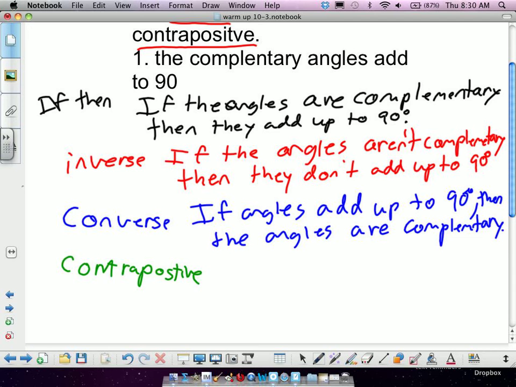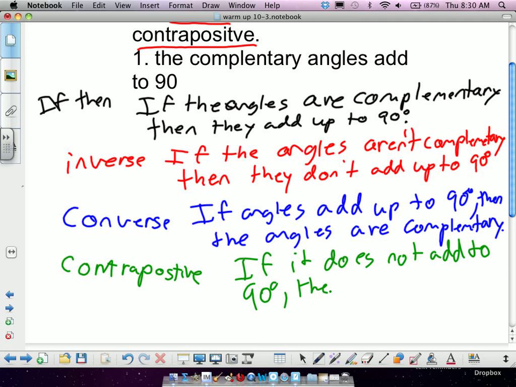So we got our contrapositive. What's our contrapositive, guys? If it does not add to 90, then it is not a complementary angle. If it does not add to 90, then they are not complementary. Okay. Everybody feel good about these? Okay, let's move on to number 2.